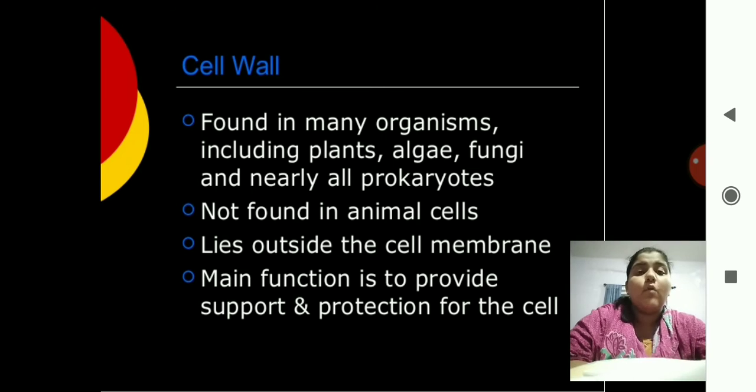Next is the cell wall, found in many organisms including plants, algae, fungi and nearly all prokaryotes. It is not found in the animal cell. You have to remember this for MCQ or very short questions: the cell wall is not found in the animal cell. It lies outside the cell membrane and its main function is to provide support and protection for the cell.